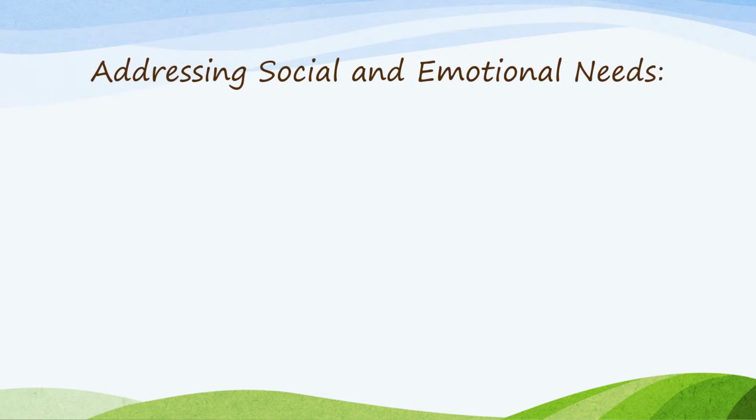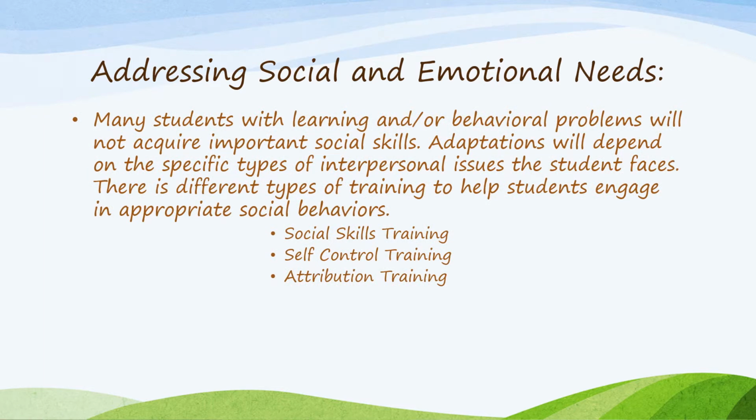So next we'll look at addressing the social and emotional needs. So many students with learning and behavioral problems will not acquire important social skills. Therefore, adaptations will depend on the specific type of interpersonal issues that the specific student faces. There's different types of training to help students engage in the appropriate social behavior. So 3 types of training are your social skills training, your self-control training, and your attribution training. Each of these trainings would be dependent on the student and what interpersonal issue they face personally.